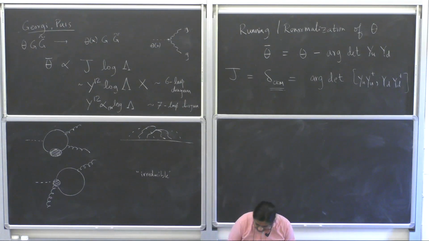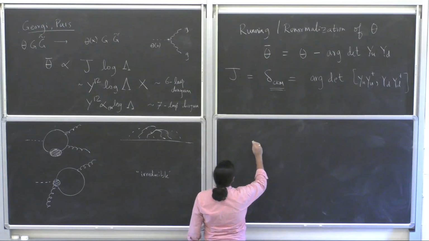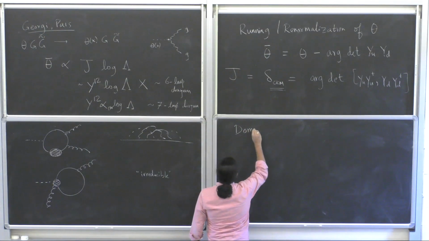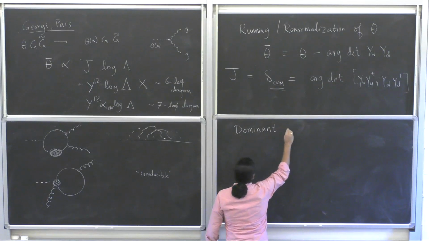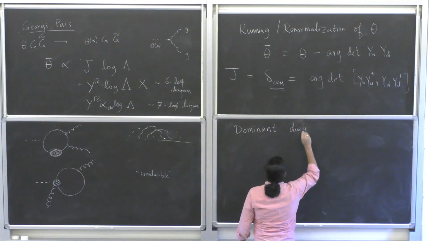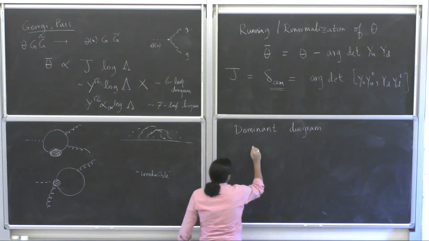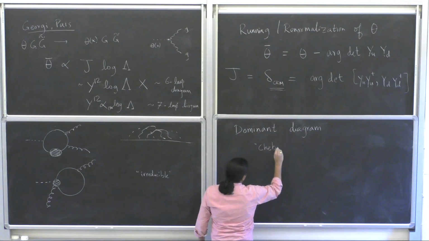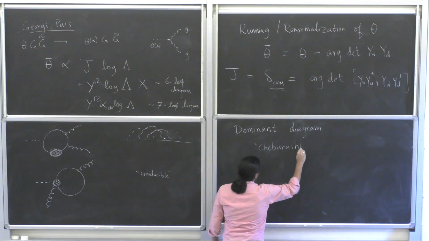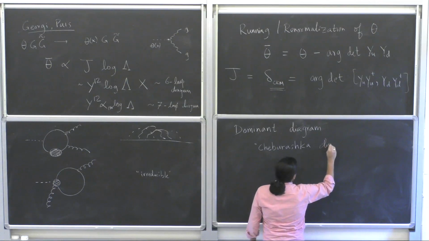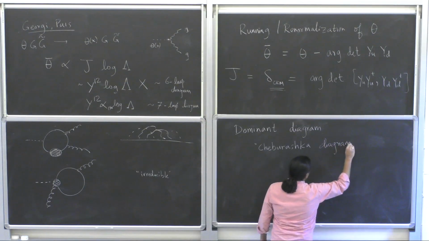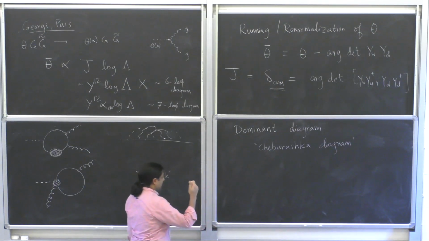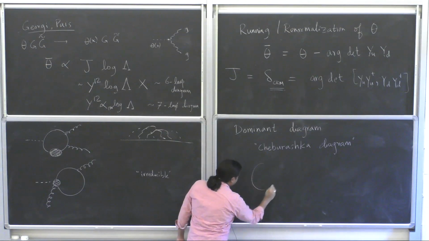Okay, so the dominant diagram is just useful to know, because this is the actual dominant diagram that contributes in the standard model to theta bar, sometimes called the Cheburashka diagram, and I'll let you Google why. And the diagram looks something like this.